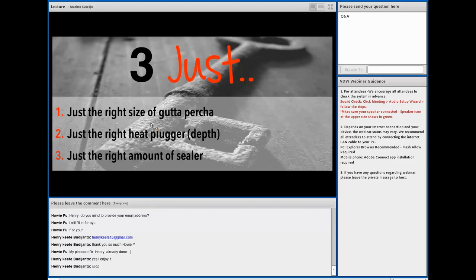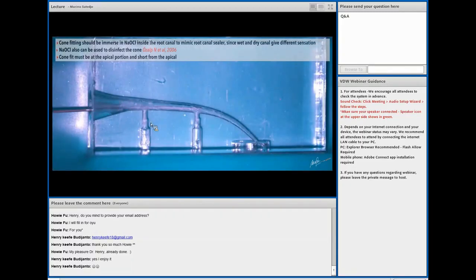And in order to have a good result of warm vertical condensation, we need three conditions. We need just the right size of gutta percha, like I said before. We need just the right depth of the heat plugger, and we need just the right amount of sealer. Cone fitting is crucial.